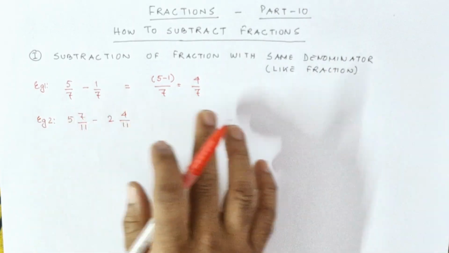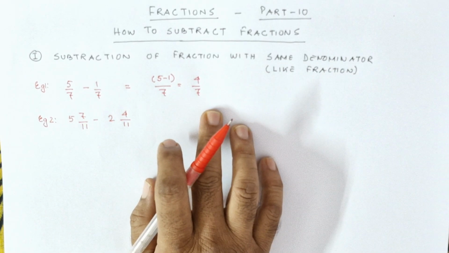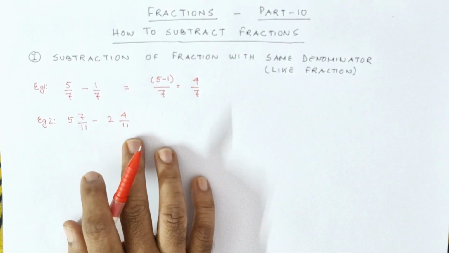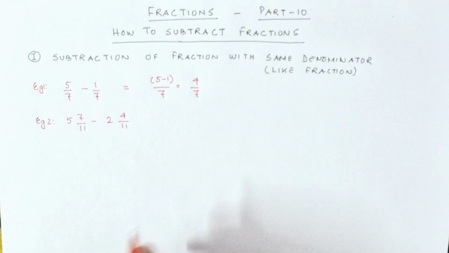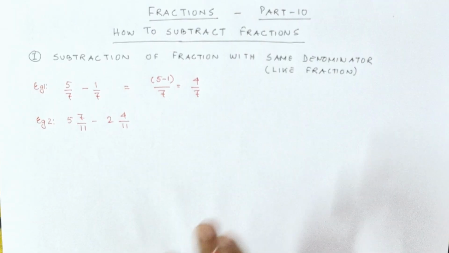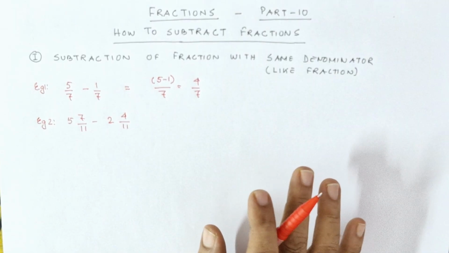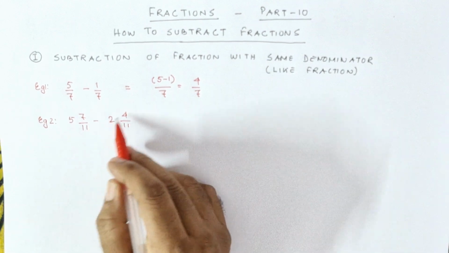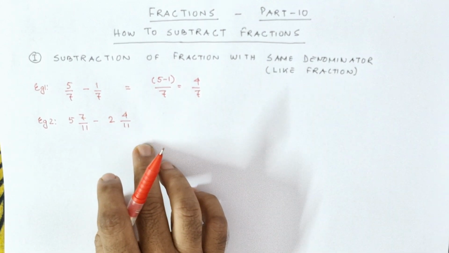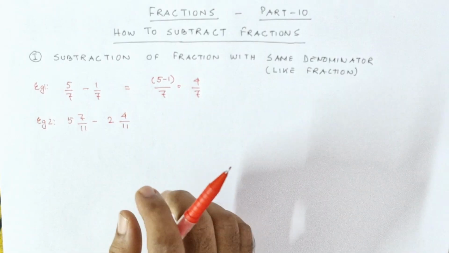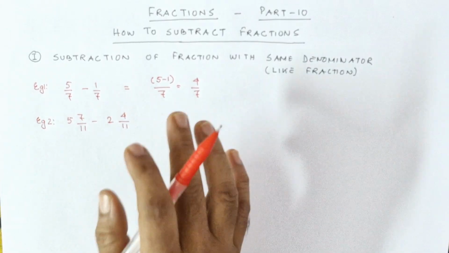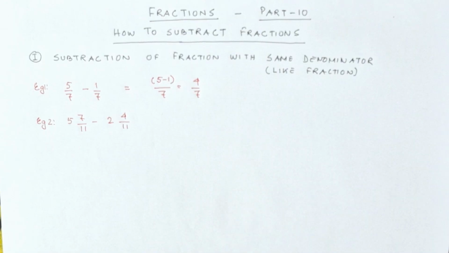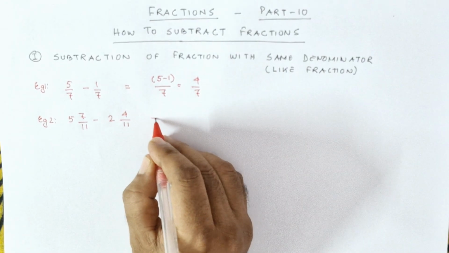Got it? So we have seen subtraction of proper fractions, right? So what if you have subtraction of mixed fractions? See, again, the concept remains the same. You can straight away convert this into an improper fraction and then subtract, or you can do what? Subtract the whole and the fraction individually. So let's see the first one.